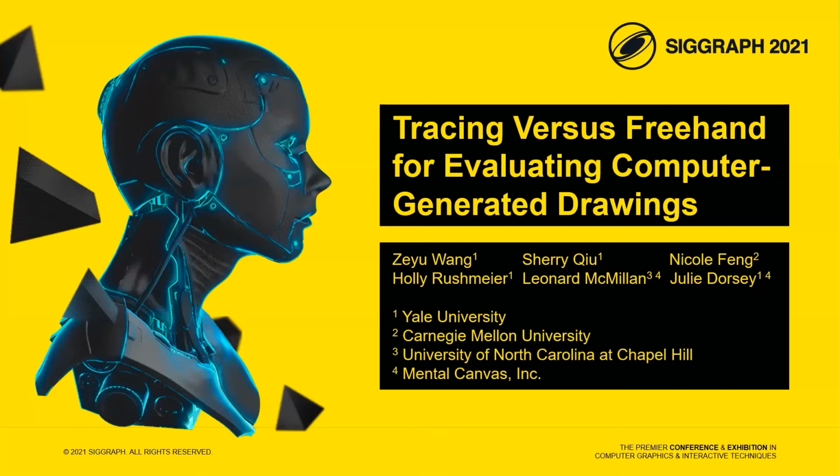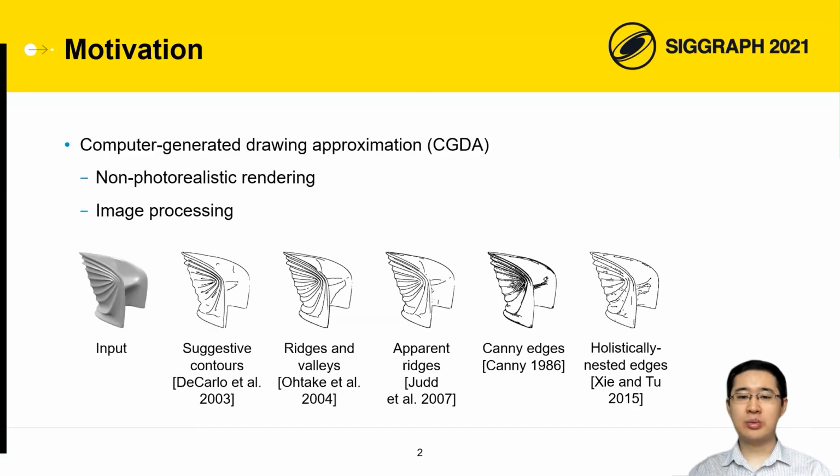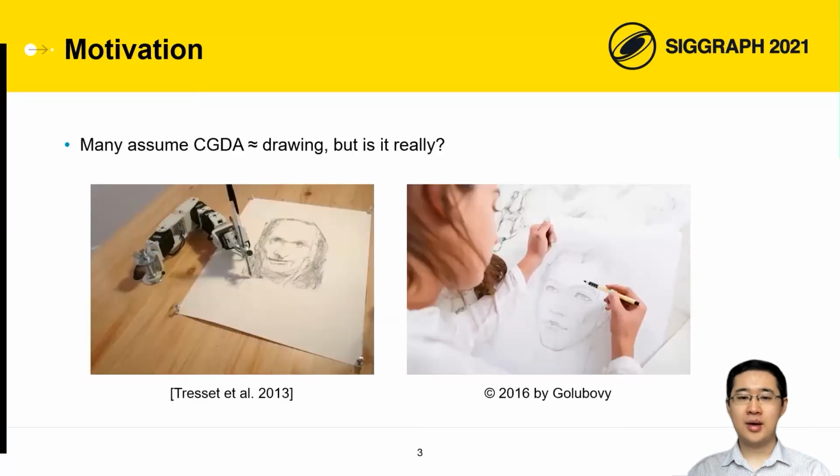We present tracing versus freehand for evaluating computer-generated drawings. The computer graphics community has long been interested in developing methods to approximate what people draw. Computer-generated drawing approximations are often used as a proxy for hand drawings. However, the extent to which current CGDA results resemble real drawings remains unclear.